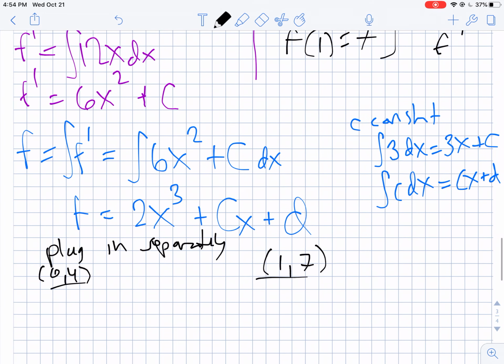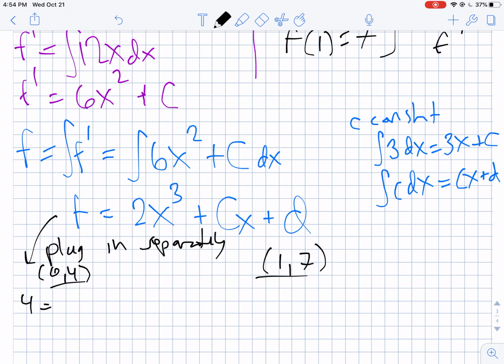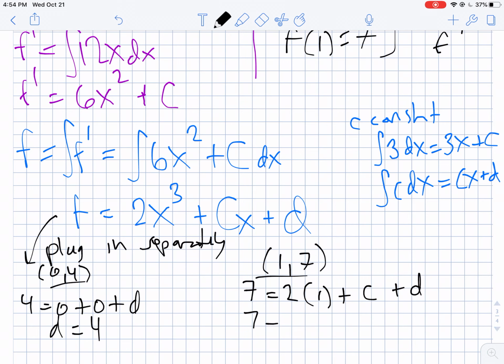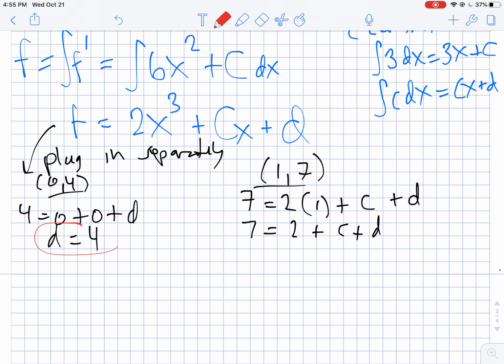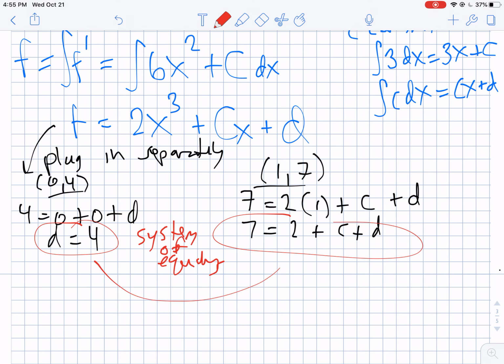Okay, so now I plug in 0, 4 here, so I'm going to get 4 equals 0 plus d. Okay, so d is 4. When I plug in the 1, 7, I'm going to get 7 equals 2 times 1 plus c times 1 plus d. So that means that I get 7 equals 2 plus c plus d. Now I want you to look at this. We have two equations, and this one worked out nicely because one of them just gave you d, but this is just a system of equations like you saw back in Algebra 1. Once you know this d value, you can plug in, so that just gives you 7 equals 6 plus c, so my c is 1.